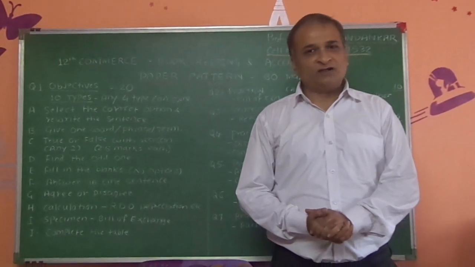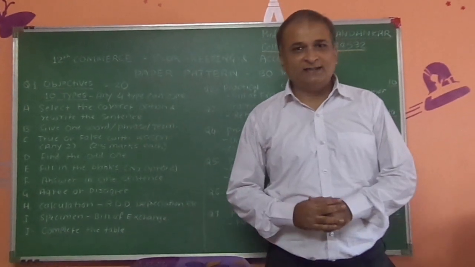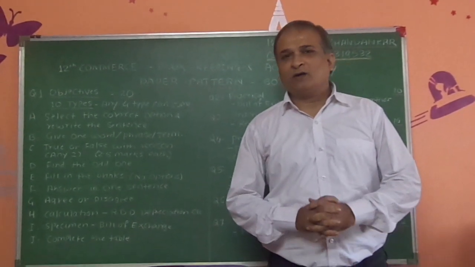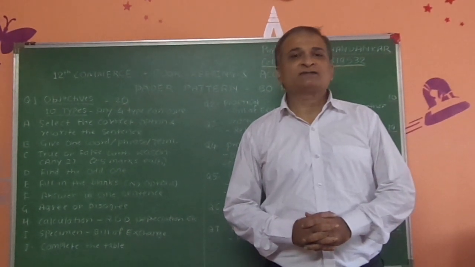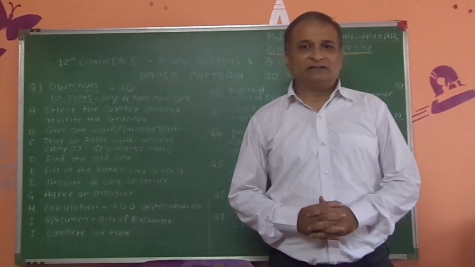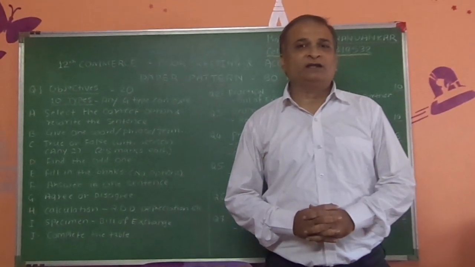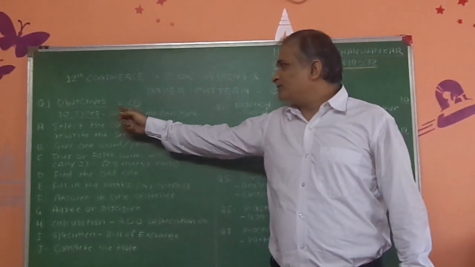Well, to start with, the paper pattern of bookkeeping and accountancy. The entire written paper of bookkeeping and accountancy is of 80 marks. 20 marks are assigned for the project work. Now let's discuss the paper pattern, the questions one by one. Question number 1 is of objective.